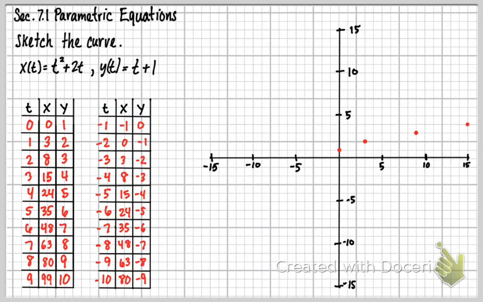Okay, so the next one is going to be -1, 0. So that's going to be there. And then it's going to be 0, -1, which is going to put me down there. And then the next one I'm going to graph is 3, -2. And then 8, -3. And the last point is going to be 15, -4.